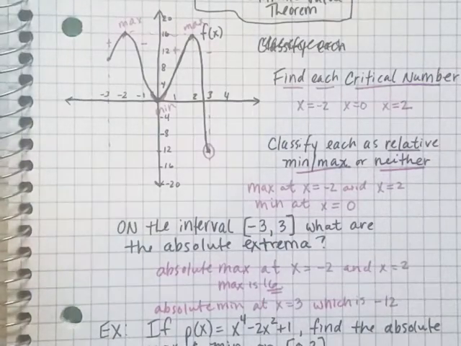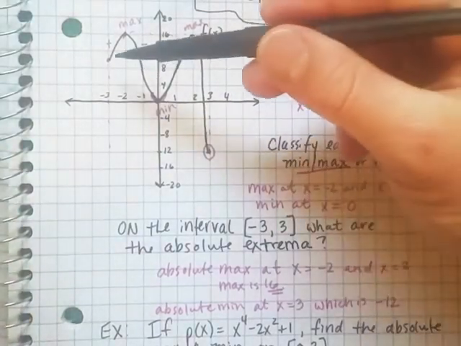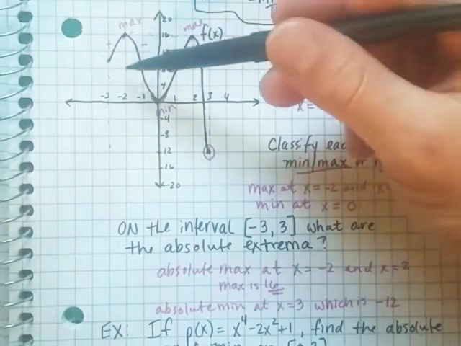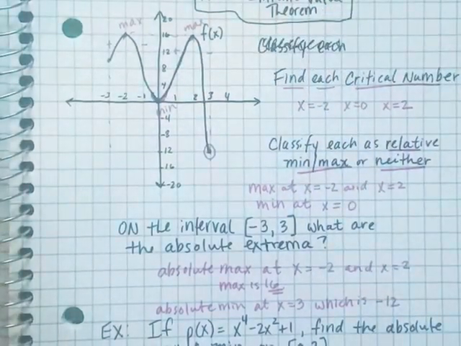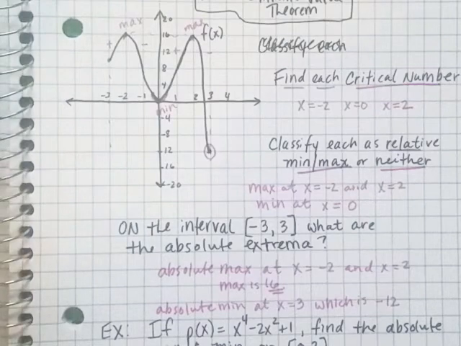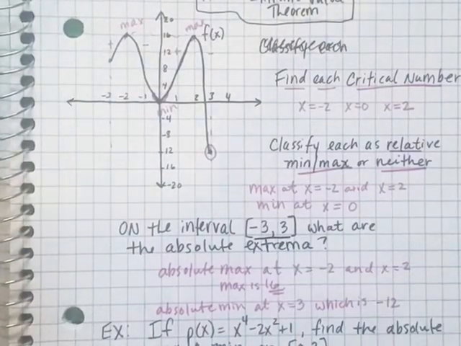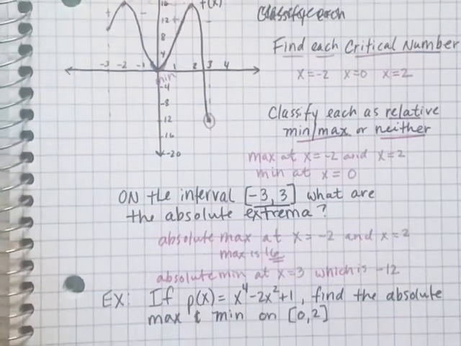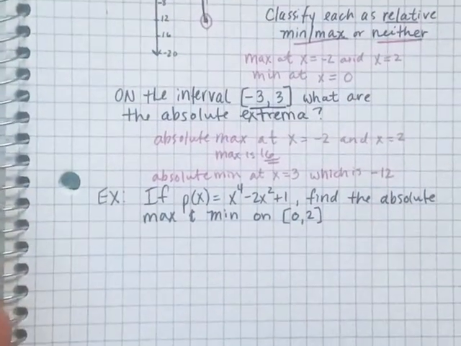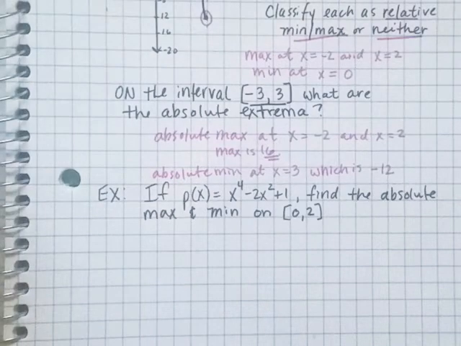So we can use our first derivative test to find relative minimums and maximums, but we have to also consider endpoints when we're talking about absolute minimums and maximums. That's a key point. Let's talk about this example here today.